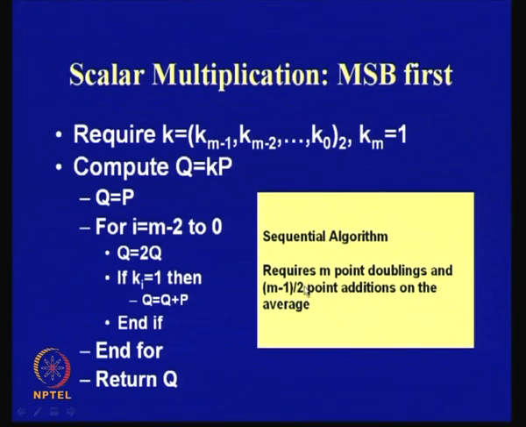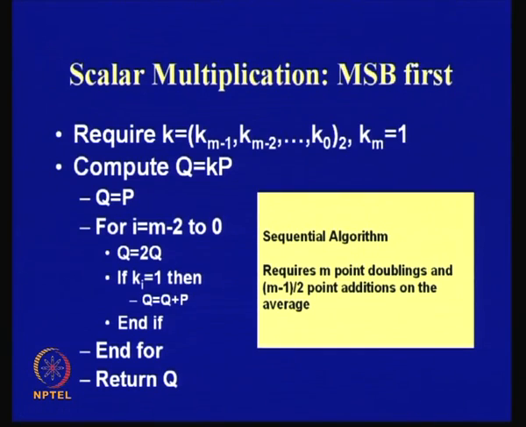You see that if the length is m, it requires roughly m point doublings, because you are always doing a doubling operation. It is actually from m minus 2 to 0, though it is m minus 1, but approximately I have written it just throwing away the constant term. That is roughly proportionate to m point doublings.